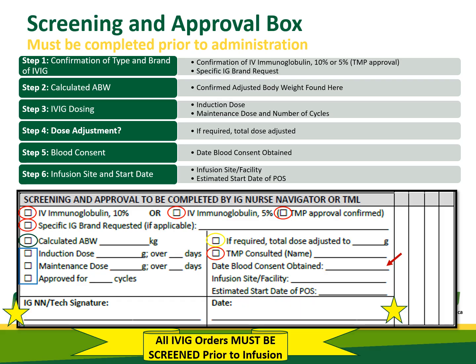The last step is just to put your name and your signature, as well as the date that the order has been approved. By putting your signature in this box, it means that the order has been screened appropriately against a criteria document and that all of the information in this box is accurate.